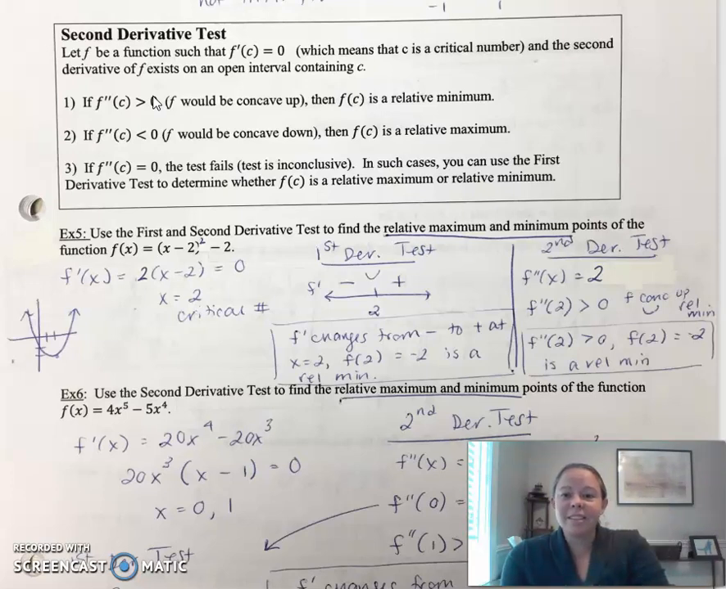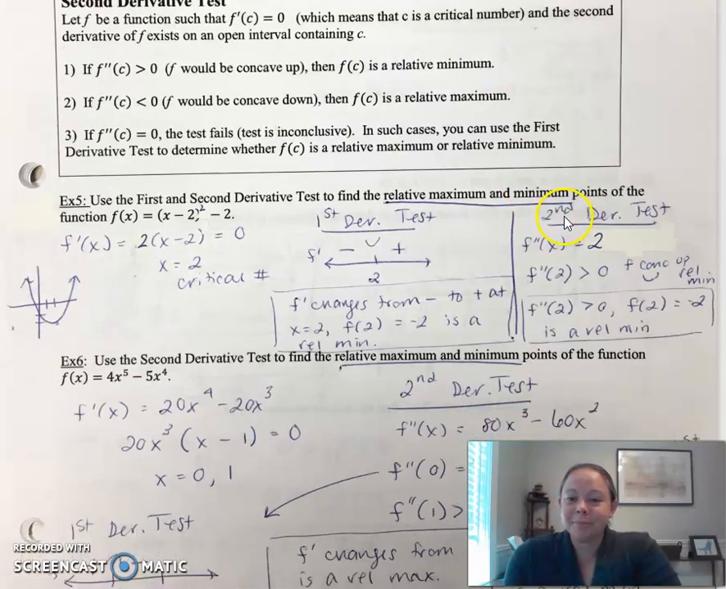So then, if the double derivative is negative, meaning concave down, you must have a relative max at that critical number. Okay, so it's using concavity to justify your relative extrema. Now, here's the problem though. If the double derivative equals 0, the test fails. Darn. Then you have to go back and use the first derivative test. So that's why the first derivative test will always work, and the double derivative test is nice when it does work.